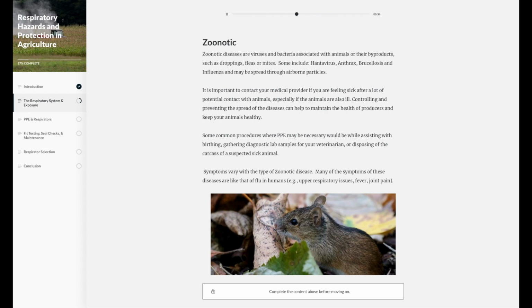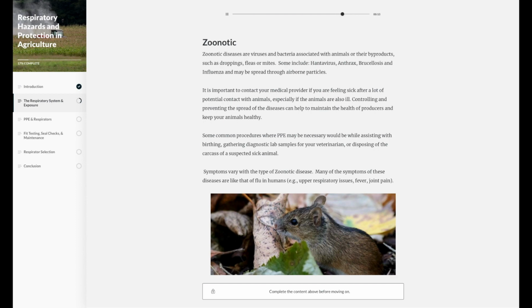Controlling and preventing the spread of the diseases can help to maintain the health of producers and keep your animals healthy. Some common procedures where PPE may be necessary would be while assisting with birthing, gathering diagnostic lab samples for your veterinarian, or disposing of the carcass of a suspected sick animal.